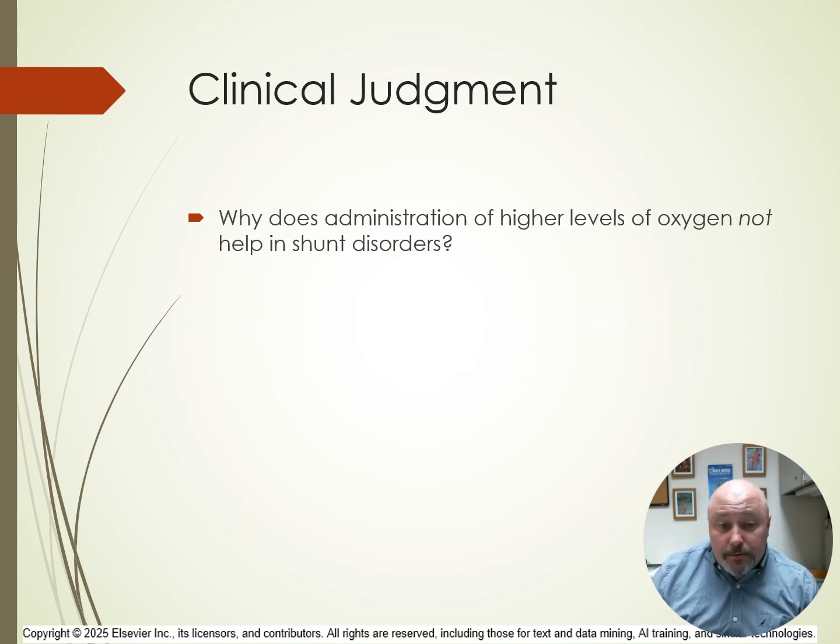For clinical judgment, why does the administration of higher levels of oxygen not help a shunt disorder? As the shunt worsens, the PaO2 continues to decrease. This cause of hypoxemia cannot be effectively treated by solely increasing the fraction of inspired O2. Because the increased oxygen is unable to reach the alveoli, treatment is directed towards opening the alveoli and improving that ventilation.